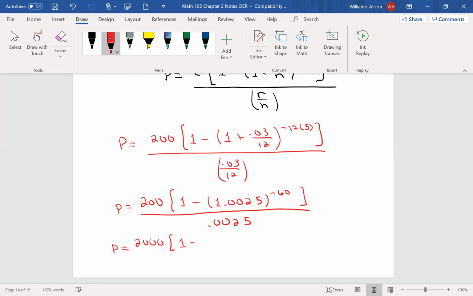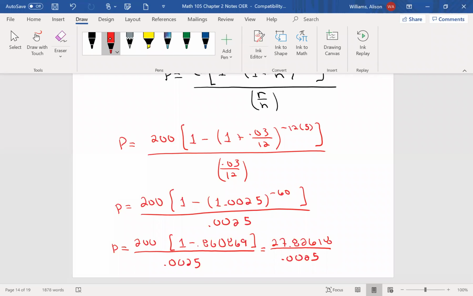1 minus 0.860869. Okay, so I'm going to do 1 minus that. And then I'm going to go ahead and times it by 2,000 because, I'm sorry, 200, because I'm running out of space. I just realized I wrote 2,000, but that's 200. Happy I caught that. All right, so I'm getting 27.82618 divided by 0.0025. So I'm going to take my answer divided by 0.0025.